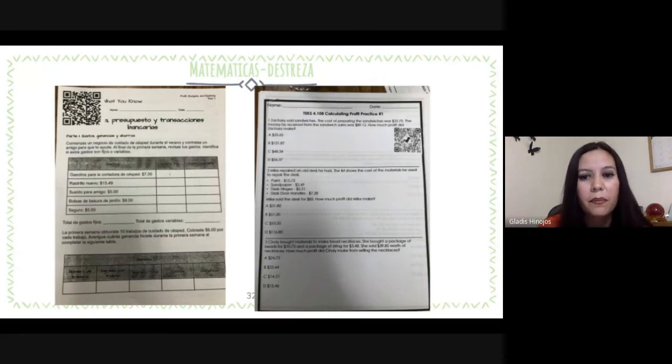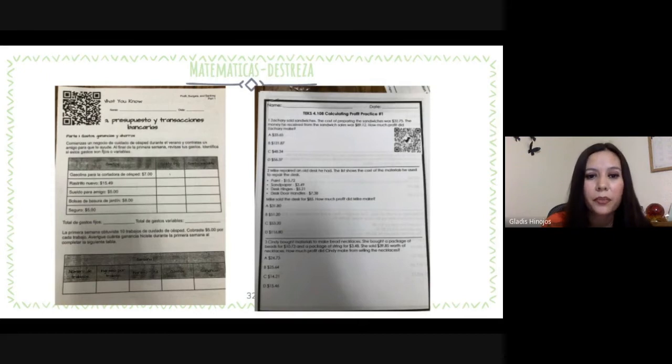Profit 4.10b. We couldn't find the same resource in English and Spanish. So Ms. Arras did the English portion, and once the students scan that QR code, they see Ms. Arras explaining how to do it, explaining any misconceptions. They can go back to the video and watch it again.